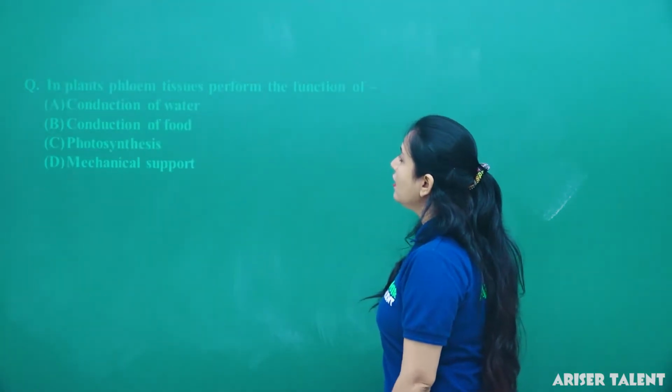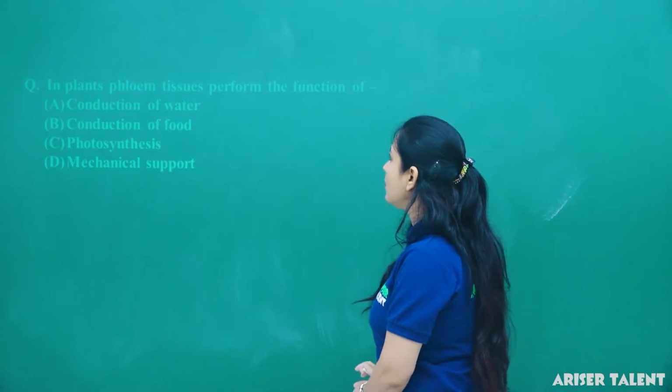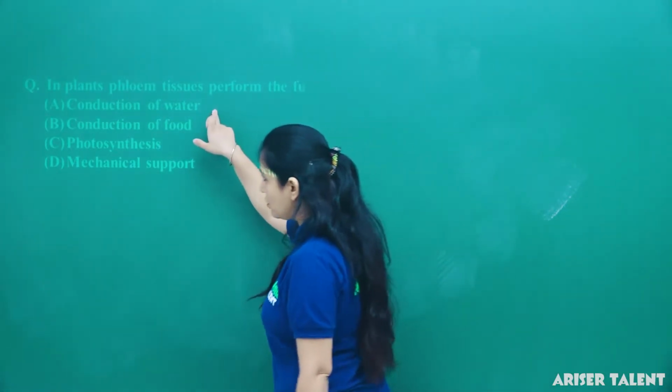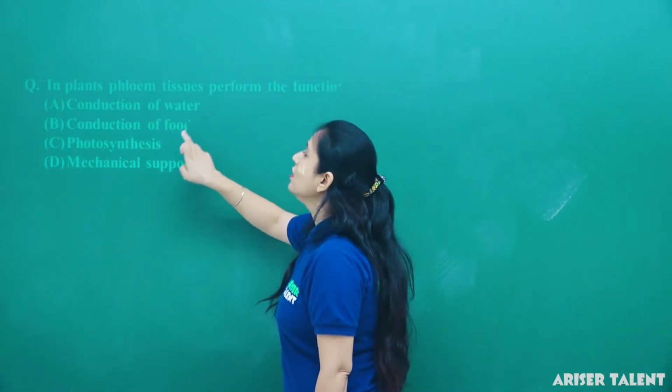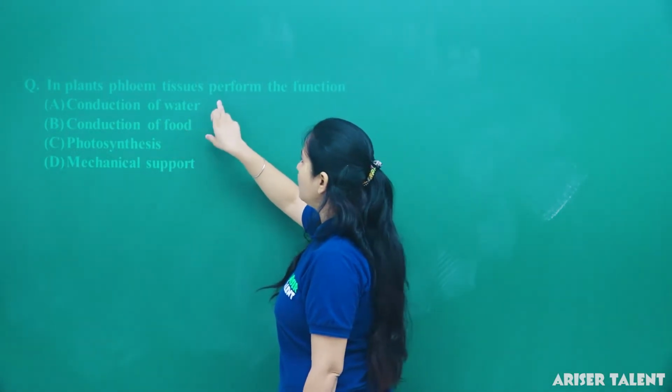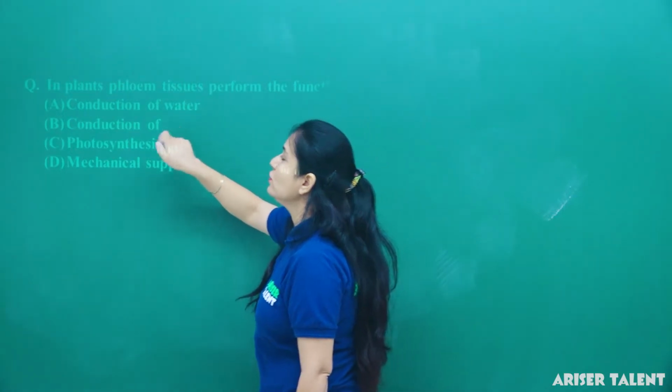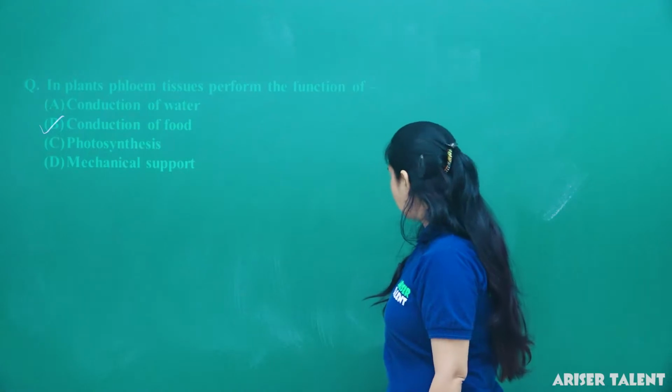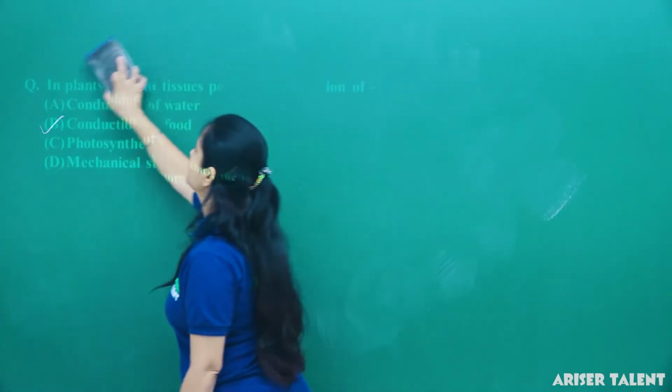Next is: in plants, phloem tissue performs the function of what? Conduction of water, conduction of food, photosynthesis, mechanical support. As we all know, the function of phloem tissue is conduction of food. They help in the conduction of food.